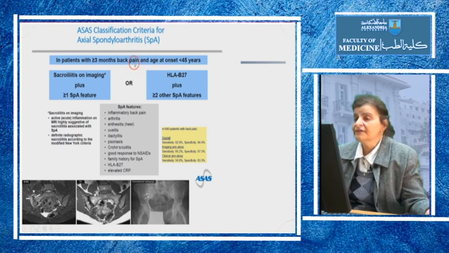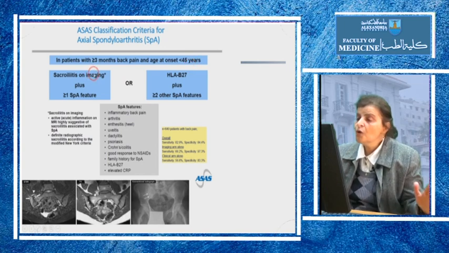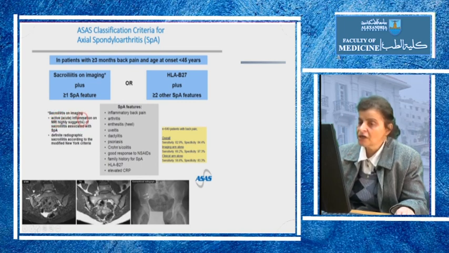So what do these criteria say? Again, it's very much similar. In any patient having back pain for more than or equal to 3 months, with age of onset less than 45, we have got 2 arms. The imaging arm says, if you do imaging and you find sacroiliitis, what type of imaging? This asterisk takes you here. Sacroiliitis on imaging may be active inflammation on doing a magnetic resonance imaging.